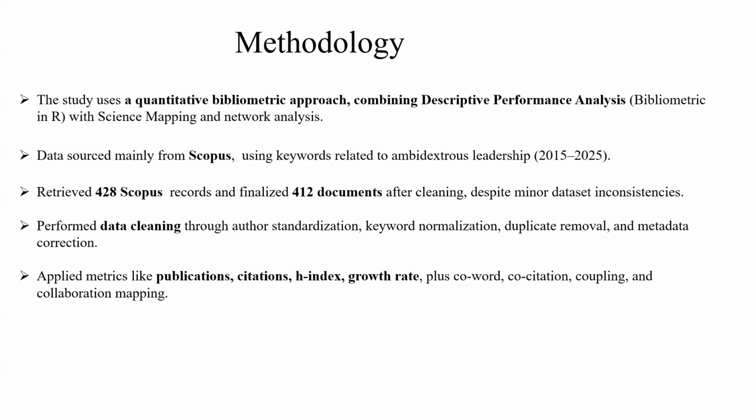In the initial sourcing process there were nearly 428 records, but we reduced it to 412 with the help of data cleaning, where we removed every unnecessary and repetitive data that was not helpful. We also applied metrics like publication, citations, H-index, and growth rate, and co-citation, coupling, and collaboration mapping was done.